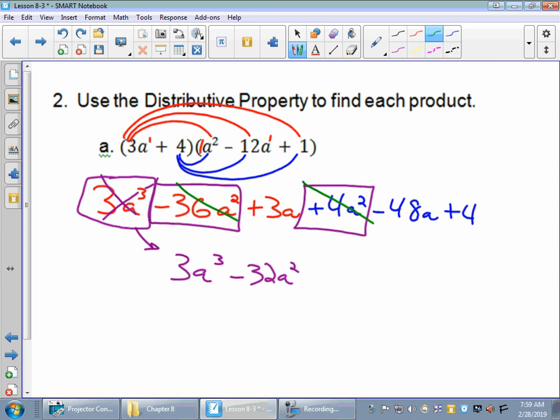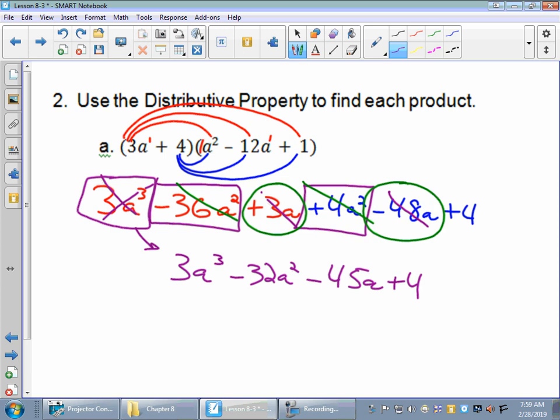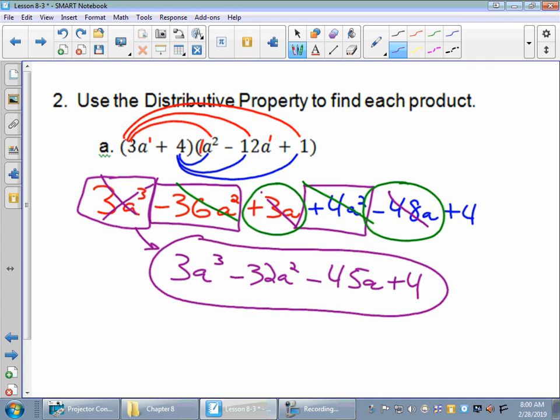Okay. Well, what's next is our 3a's. We've got a 3a here, and we've got a negative 48a here. So we can combine those to give us a negative 45a. And the only thing left is this 4 over here, which again, we can cross out if we want to because we already dealt with it. You don't have to cross out. Sometimes I do just to know that I've dealt with that number. And then we can bring the 4 straight down because there's nothing else to combine it with. And there you have it, 3a cubed minus 32a squared minus 45a plus 4.